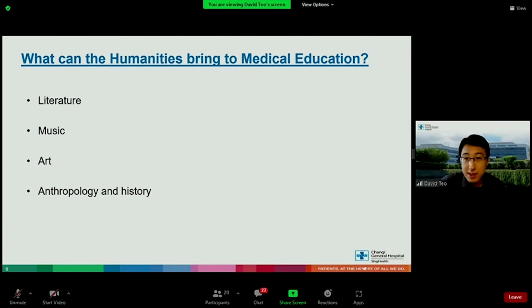So what can the humanities bring to medical education? We can think of some very broad categories. For example, literature can challenge readers to see the world from the perspective of another. And we know very well that Kun, in order to help his MOs rotating through his department foster greater empathy for patients in the palliative care setting, uses the novel The Death of Ivan Ilyich as one of the tools to foster that reflective capacity and perspective taking.